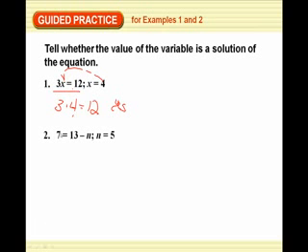Okay, number 2. 7 equals 13 minus n, and n equals 5. So we put that 5 in right here. So 13 minus 5, is that 7? You know what? 13 minus 5 is 8. So 8 does not equal 7, so we would say in that case, number 2, that the answer is no.